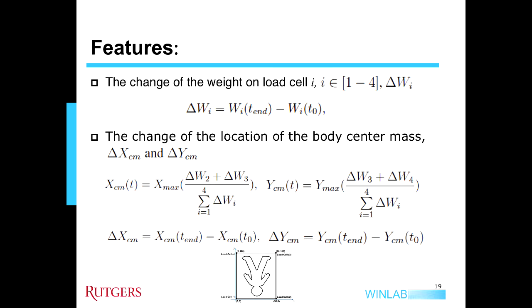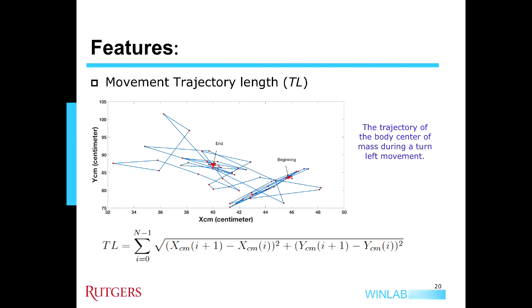We have 2 other features which are the difference in the movement of the center of mass on the x-axis and the y-axis. We have a very useful feature which we call trajectory length. This is the body center of mass before starting the motion. When you start doing the motion, the center of mass will move in some way depending on the way that you move. So we measure the length of that trajectory during your motion to have a very useful feature, which we call trajectory length.